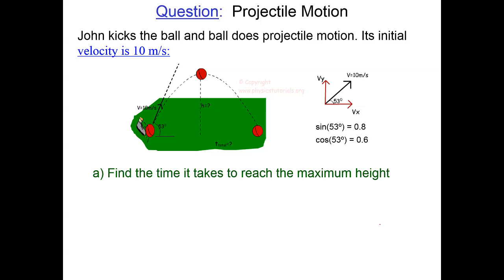So now let's look at a slightly different version of the projectile motion problem. John kicks a ball with an initial velocity of 10 meters per second and at an angle of 53.1 degrees. We want to know how much time does it take to reach the apex?